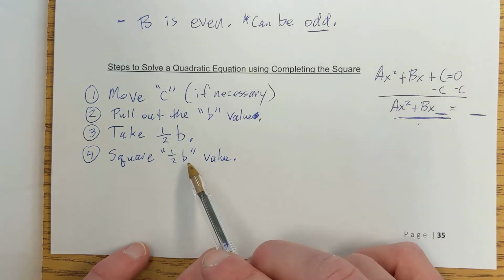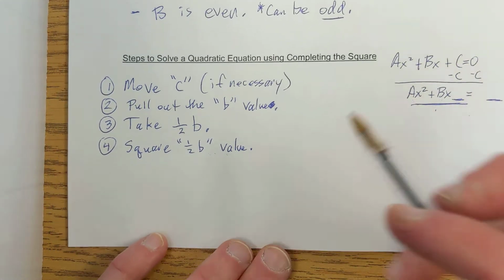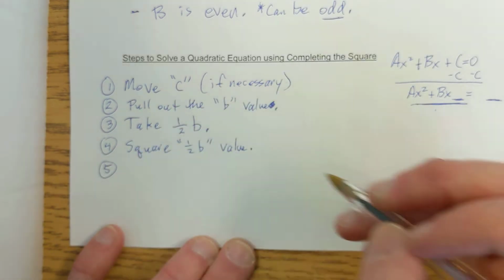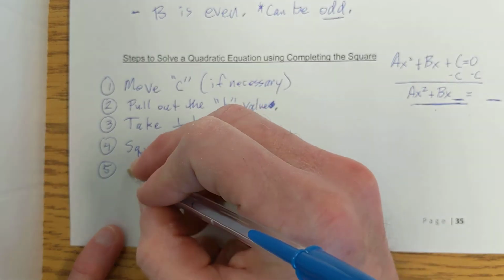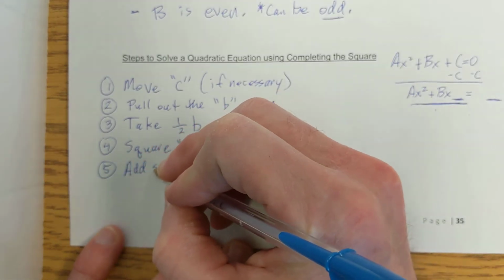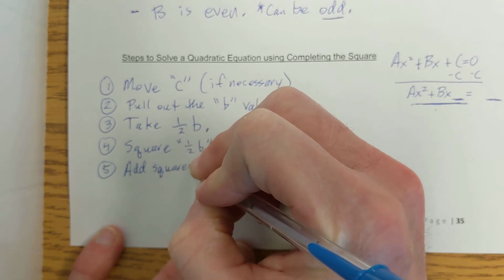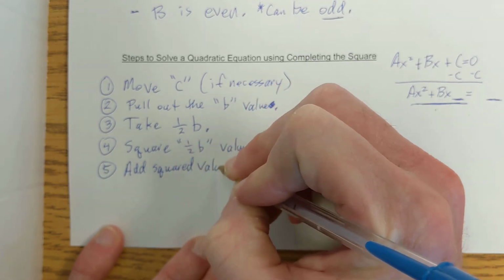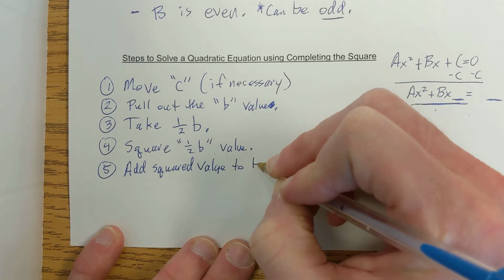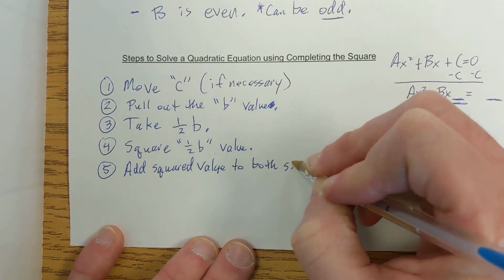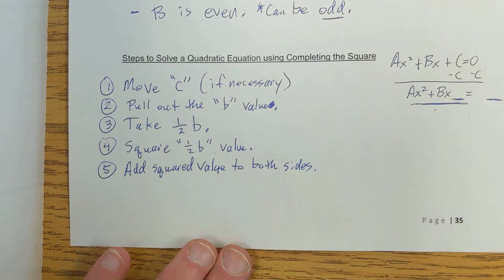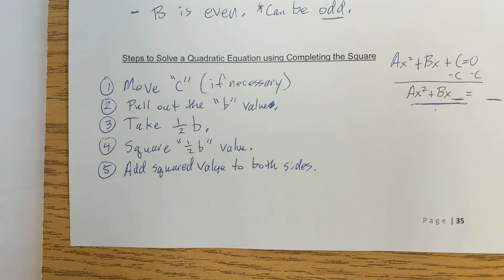Once we find this value, we're going to add that to both sides. So add the squared value to both sides. Sorry, we got a little bit of writing here to fit that one in. All right, add the squared value to both sides.